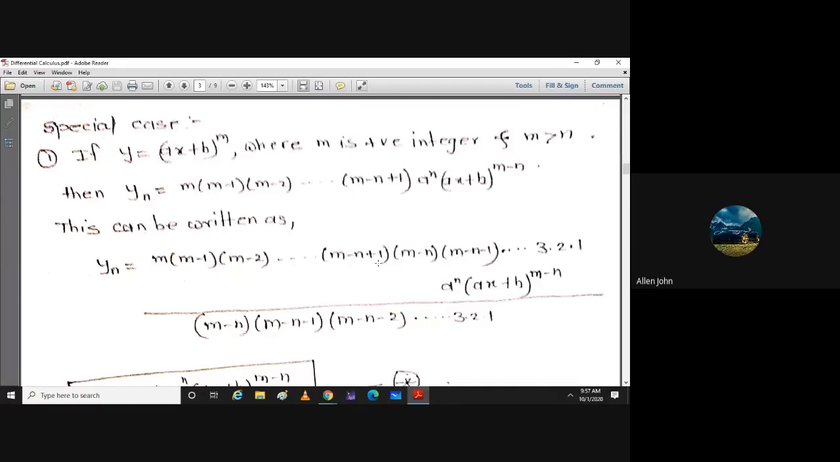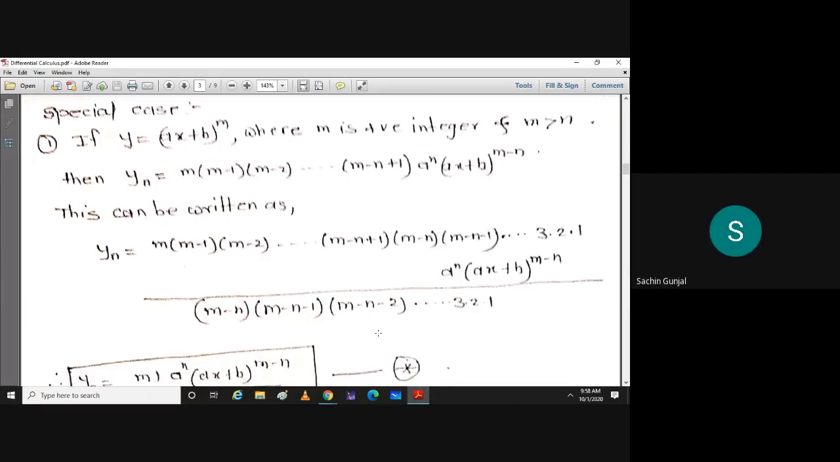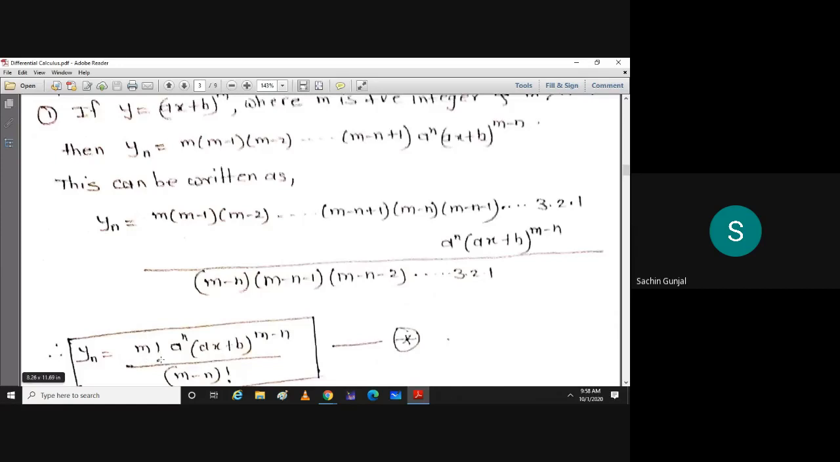No, no, see, again observe it. 1, 2, 3, 4 up to m. What is that number? M factorial. And what is the denominator? M minus n factorial, n factorial. Okay, so that's what the general formula is.